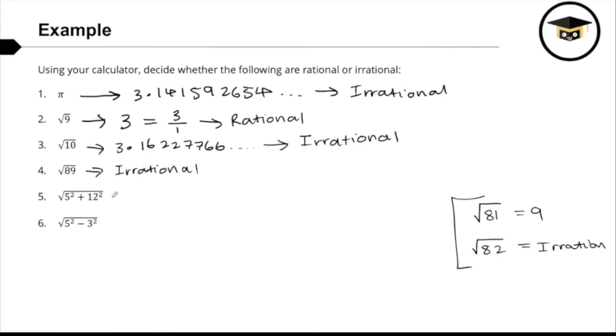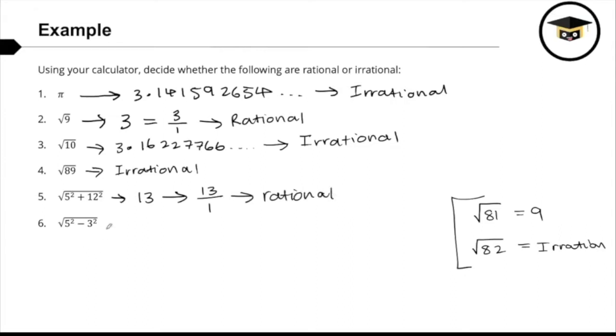Now, we move on to question 5. So we have the square root of 5 squared plus 12 squared. Now, hopefully you remember from the Pythagorean triad videos that we have a triad 5, 12, 13. If not, go check that out. But basically, this is actually going to equal 13. You can put this in your calculator and verify that. But if we know that this is equal to 13, well, we know it can be written as a fraction, as 13 over 1. And so we can say that it is a rational number.